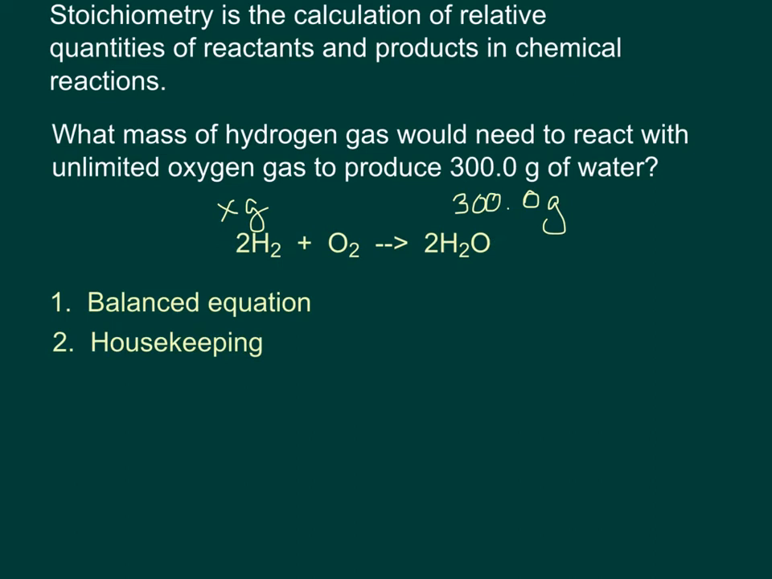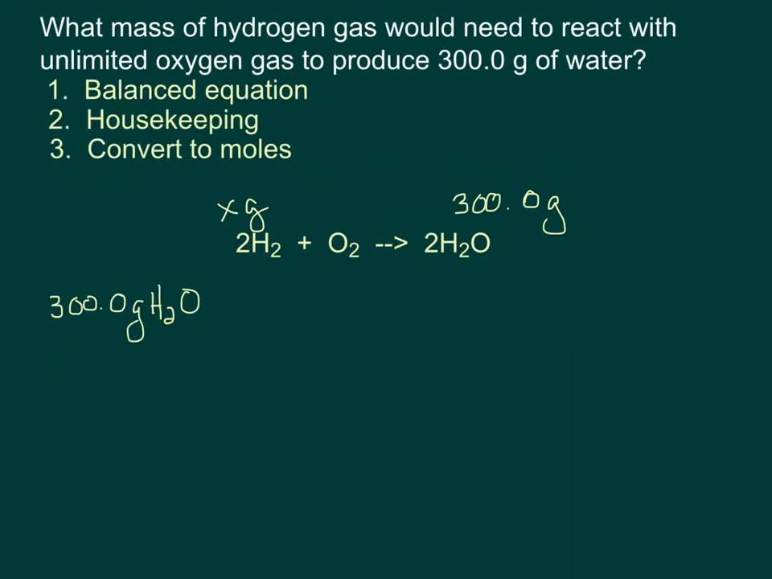So step 3 is convert to moles. So I'm going to take my given, my 300 grams of water, and to convert grams to moles, I'm going to make an X, draw a line. We want to bring the units, grams of water, down into the denominator, and I want to convert to moles, so I'm going to put 1 mole of H2O in the numerator, and 1 mole of water, according to the masses on the periodic table, is 18.02 grams.